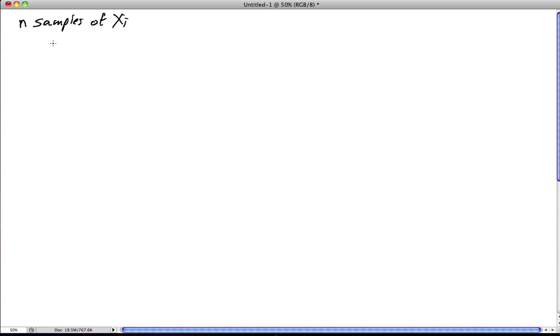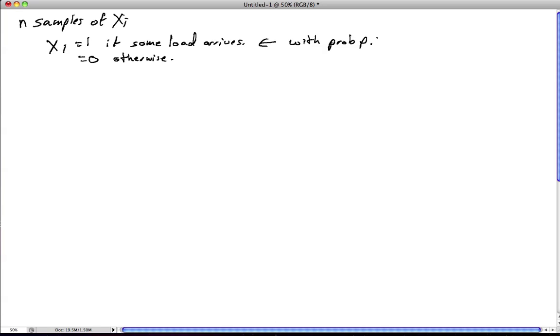We know that xi equals 1 if some load arrives, and it equals 0 otherwise. And we're going to model this as being a coin toss. This occurs with some probability p. With some probability p, x will be 1, which means some load has arrived. With probability 1 minus p, nothing will arrive, and we won't have any load for that particular time period.